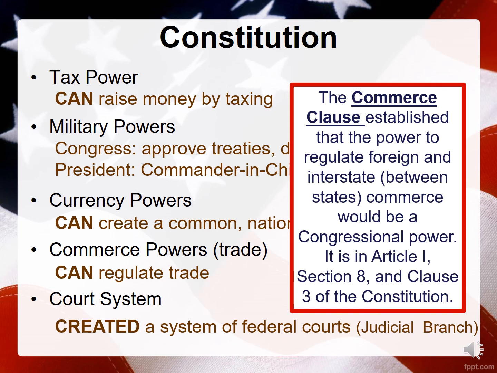Now, a court system was created by the Constitution. This was a federal court system known as the judicial branch, including again the Supreme Court and the various federal courts.